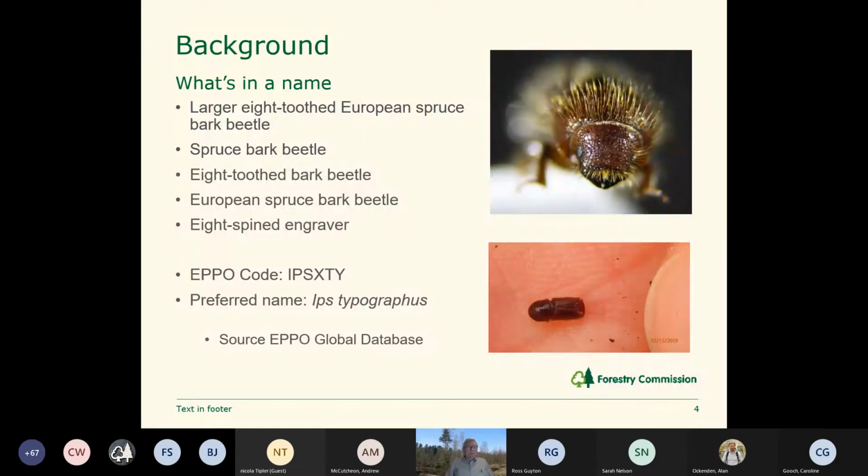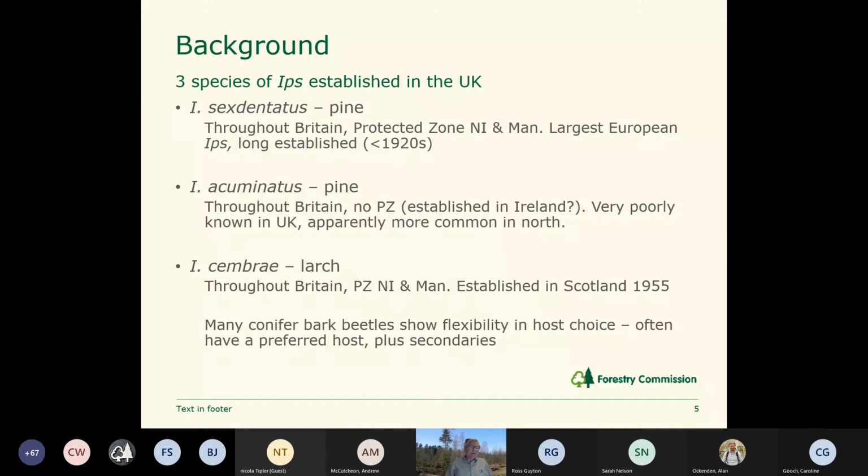We have 3 species of Ips established in the UK, and they're present either in part or most of the UK, and are generally bumbling along without too much impact. There's surveillance and consideration for how behaviour might change in respect to changing climate and conditions, particularly around Ips cembrae. But we are aware of these beetles, and there's ongoing surveillance for them.